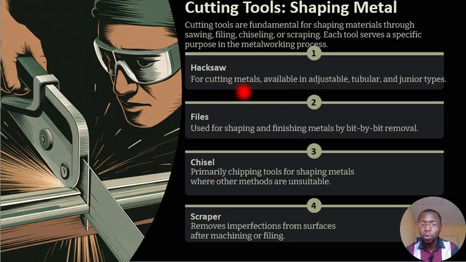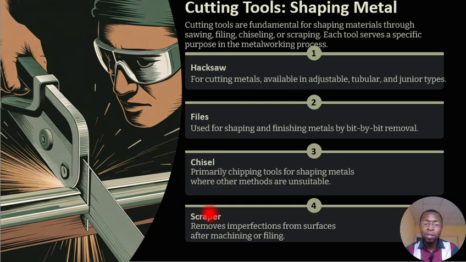The axle is for cutting metals, available in adjustable forms. We also have the tubular form and the junior type. We're going to look at that in detail. For files, we use file for shaping and finishing metals by bead by bead removal, removing the bead one after the other. Then the chisel is a cutting tool that is primarily used for shaping metals where other methods are not suitable. So in a case where files cannot help out or axle cannot help out, then the chisel comes in.